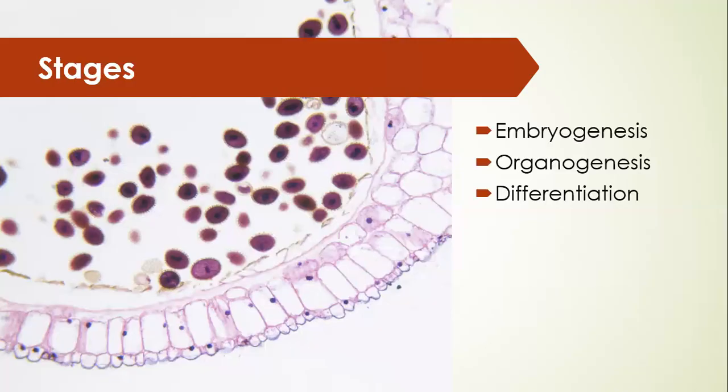And in differentiation, all the structures made in organogenesis can now be differentiated, whether it's the lens, the cornea, the optic nerve, the nerve head, the retina, or the vitreous humor. All the structures are visible and well differentiated. So these are the three stages of embryogenesis. Let's move on.